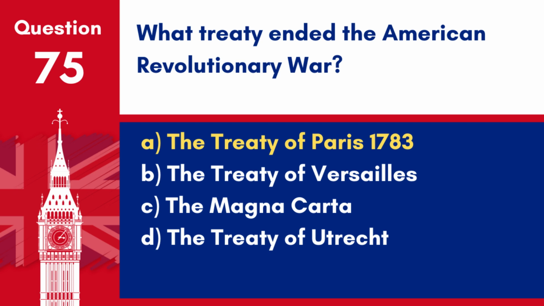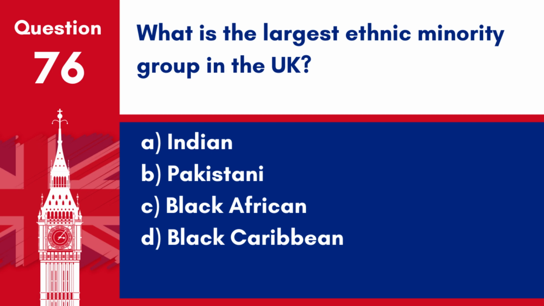America. Question 76. What is the largest ethnic minority group in the UK? A. Indian. B. Pakistani. C. Black African. D. Black Caribbean. Answer: A. Indian. According to the last census, the Indian ethnic group is the largest ethnic minority in the UK.